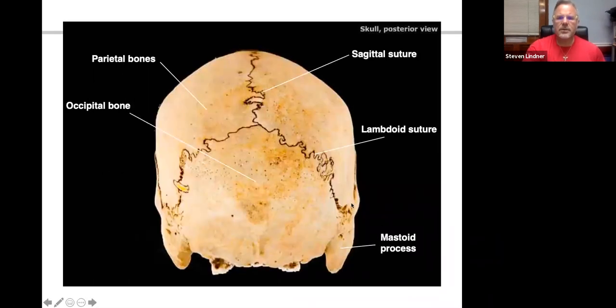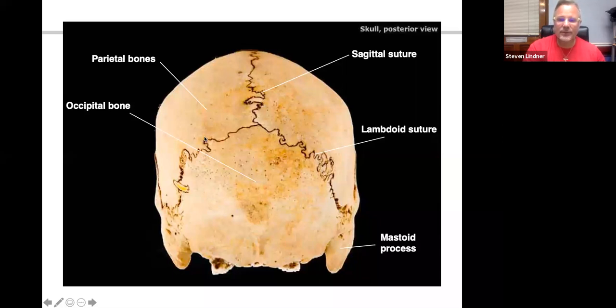Another close-up view. This is now looking at it not from anterior, but from posterior. We can see those two mastoid processes. So sagittal suture, again, you can see the two parietal bones. Since this is the posterior view, we can see the left and right parietal. Now this bone is the occiput bone or occipital bone. And what separates the occipital bone from the two parietal bones is another suture called the lambdoidal suture.